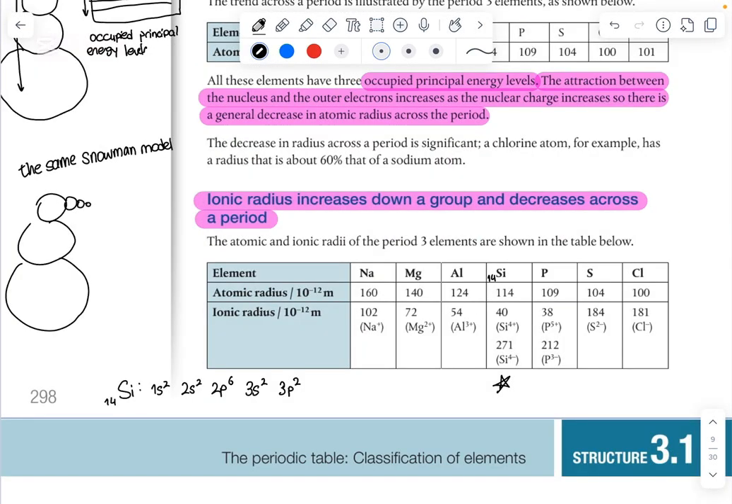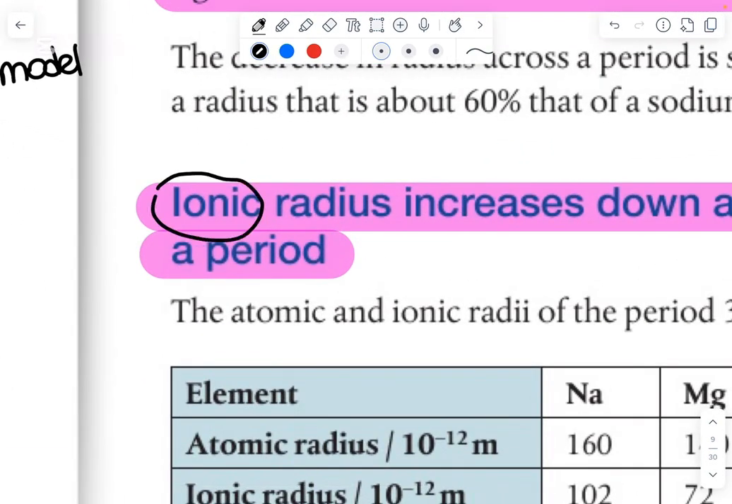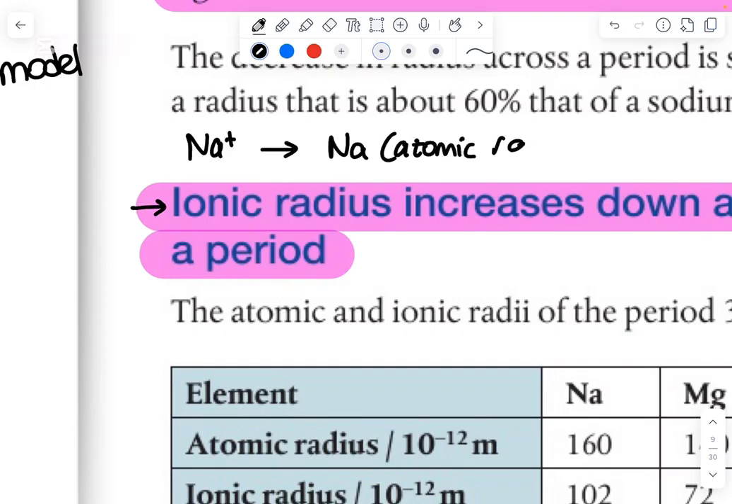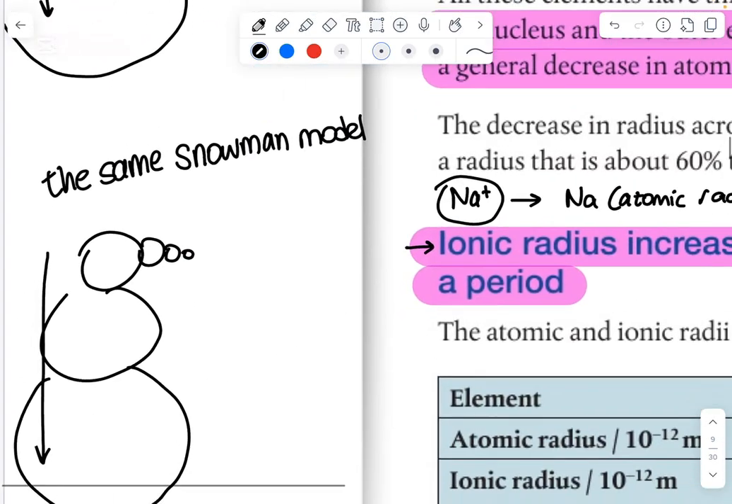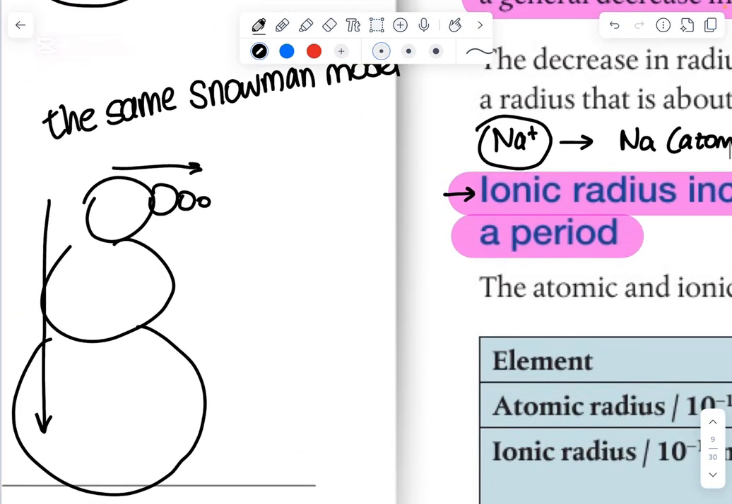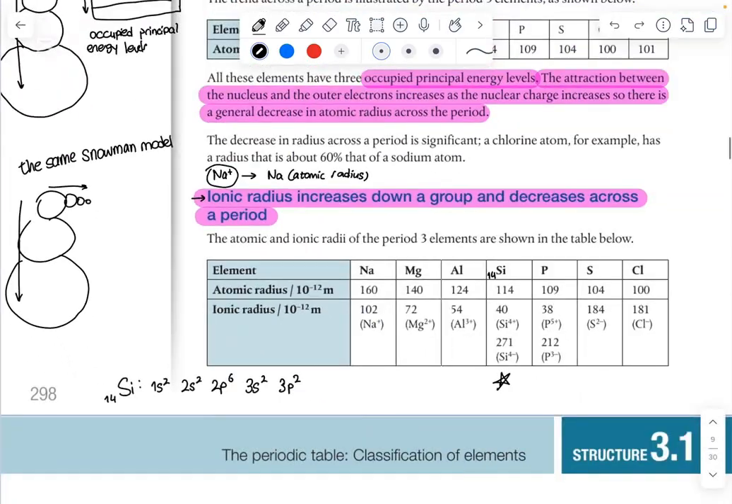Let's move on to the ionic radius. So the ionic radius is pretty similar to the atomic radius, except this time you have to use ions. So you can use the sodium ion, but not the sodium atom, because that would be atomic radius. Right now we're going to focus on ions and their radius. So you can use the same snowman model here. As you go down, the number of occupied principal energy levels increases, and as you go to the right, the electrostatic attraction between the nucleus and the electrons increases, so the protons are going to have a higher pull on the electrons, accounting for a smaller ionic radius.